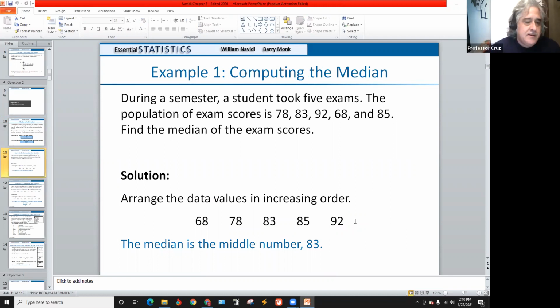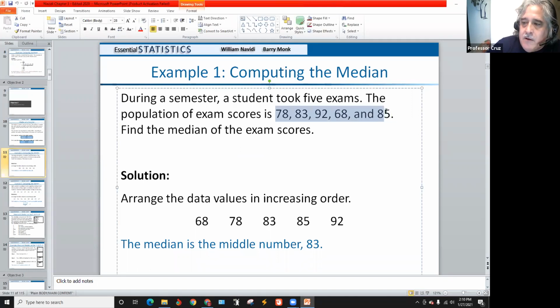So, as I said, the first thing in order to find the median is to sort the data lowest to highest. Here's the data that we had, but sorted, it looks like this: 68, 78, 83, 85, and 92. Now, since there's 5 pieces of data, then there's exactly 1 in the middle. So that's the median. It's that simple on the odd pieces of data.